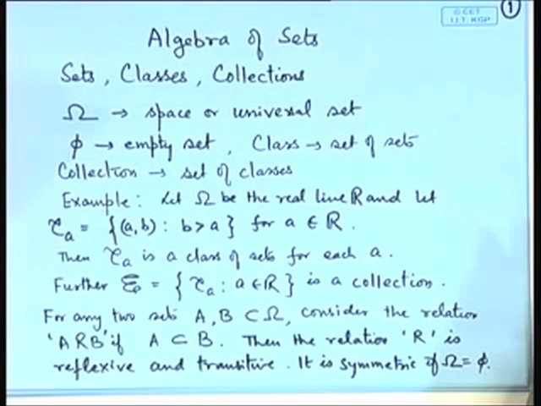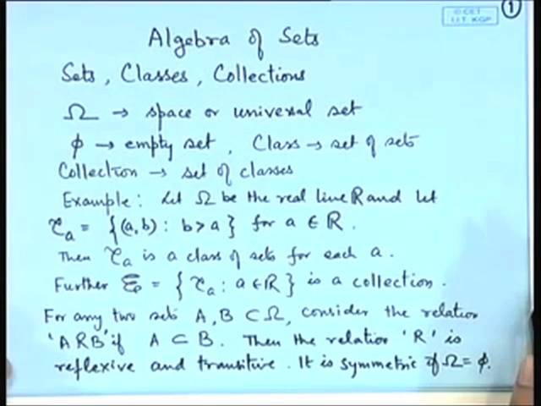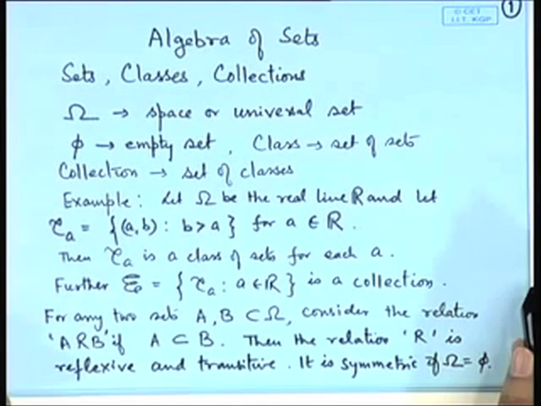To begin with, we introduce algebra of sets. This is required because the modern theory of probability is based on set theory. So, here we introduce certain elementary concepts of sets which will be directly used in our definitions and concepts of probability. So, to begin with, we start the discussion on what is a set, classes and collections.